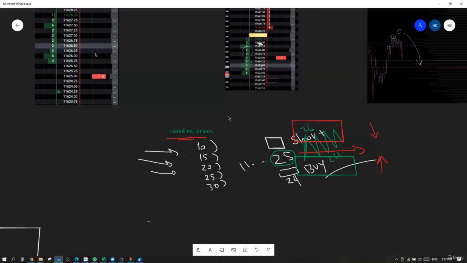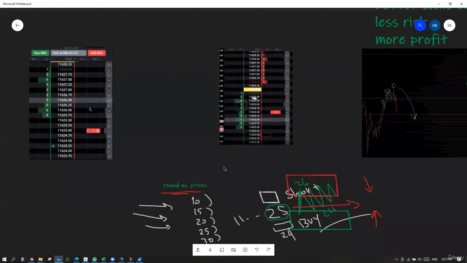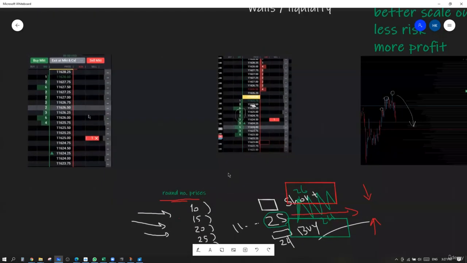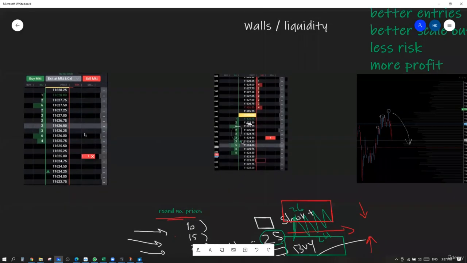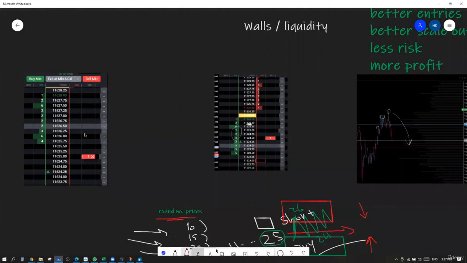The second topic is a wall. Now we tend to jump to the limit orders visible on your ladder at the moment you're trading. So we have two forms of a wall. What are these two forms?